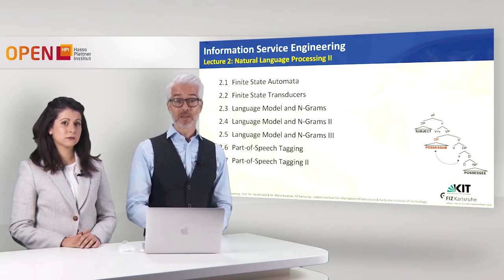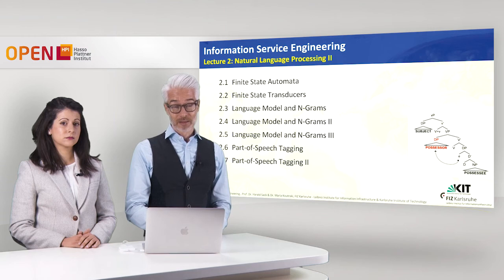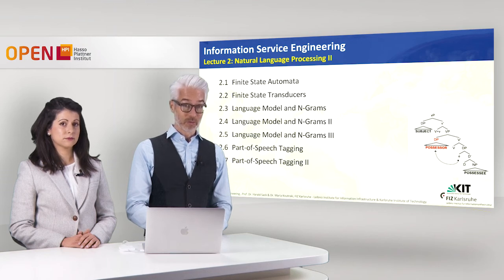So in the one case, it might be a noun, in the other case, the same word might be a verb. Now the question is, how do we determine that? We will see that with the help of so-called hidden Markov models, we will be able to tackle that problem from a probabilistic point of view.